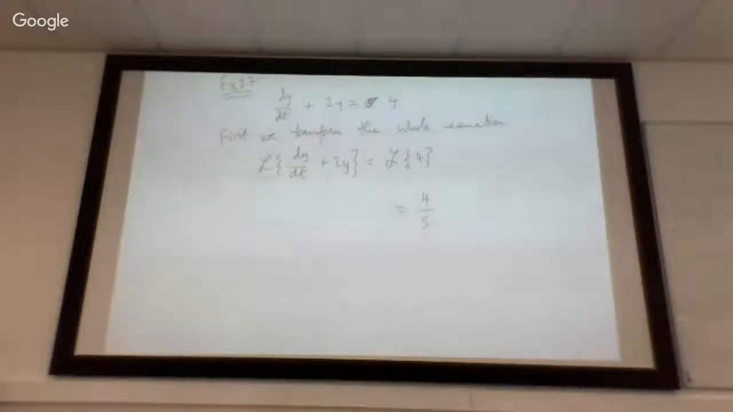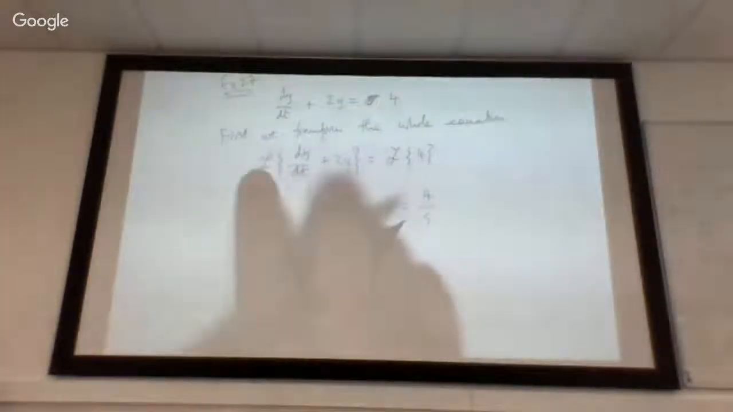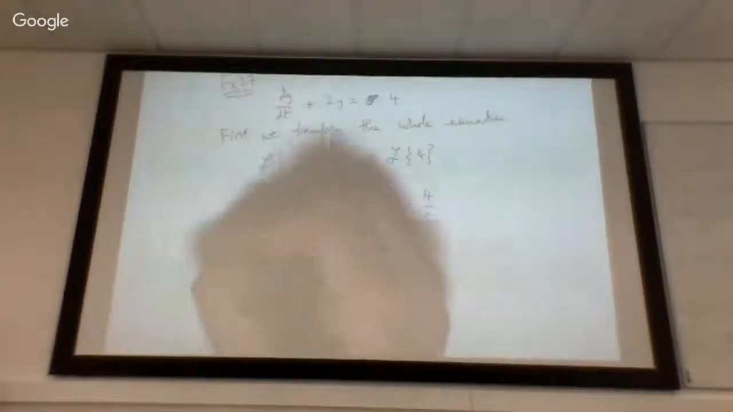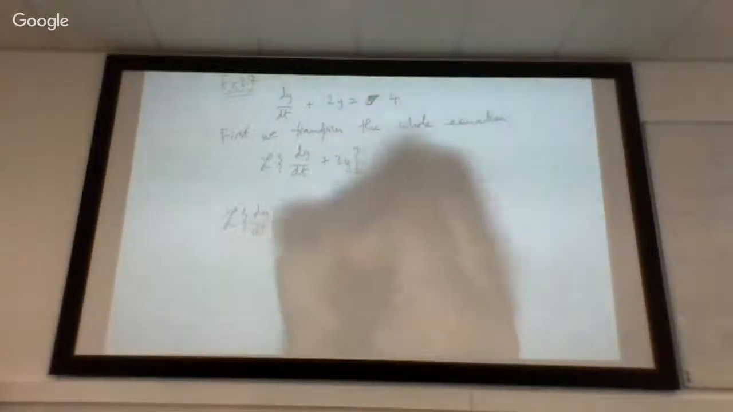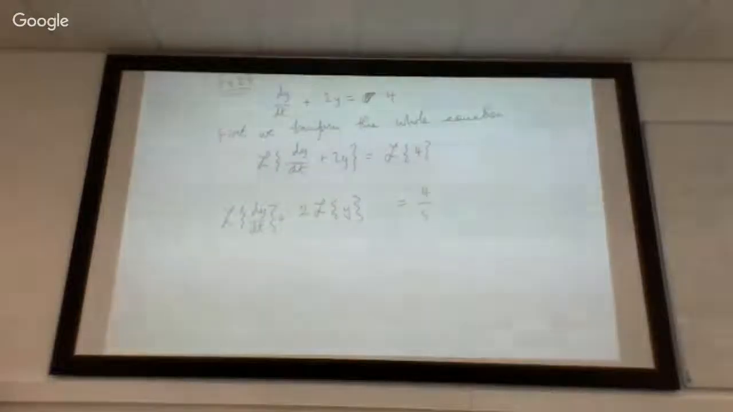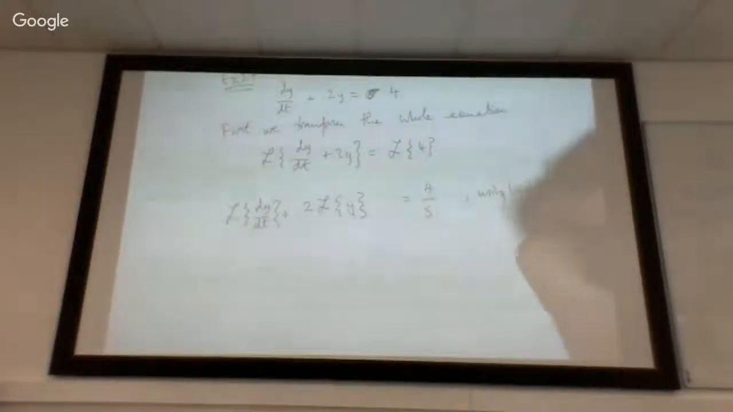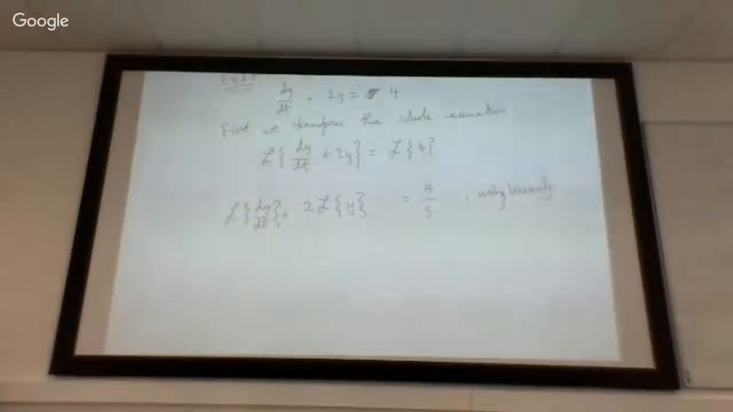And then, well, the first step, we'd use linearity to break down the left-hand side. The transform is linear, so the Laplace transform of this sum will be the Laplace transform of dy/dt plus 2 times the Laplace transform of y. Okay, so that's using linearity there for the left-hand side.